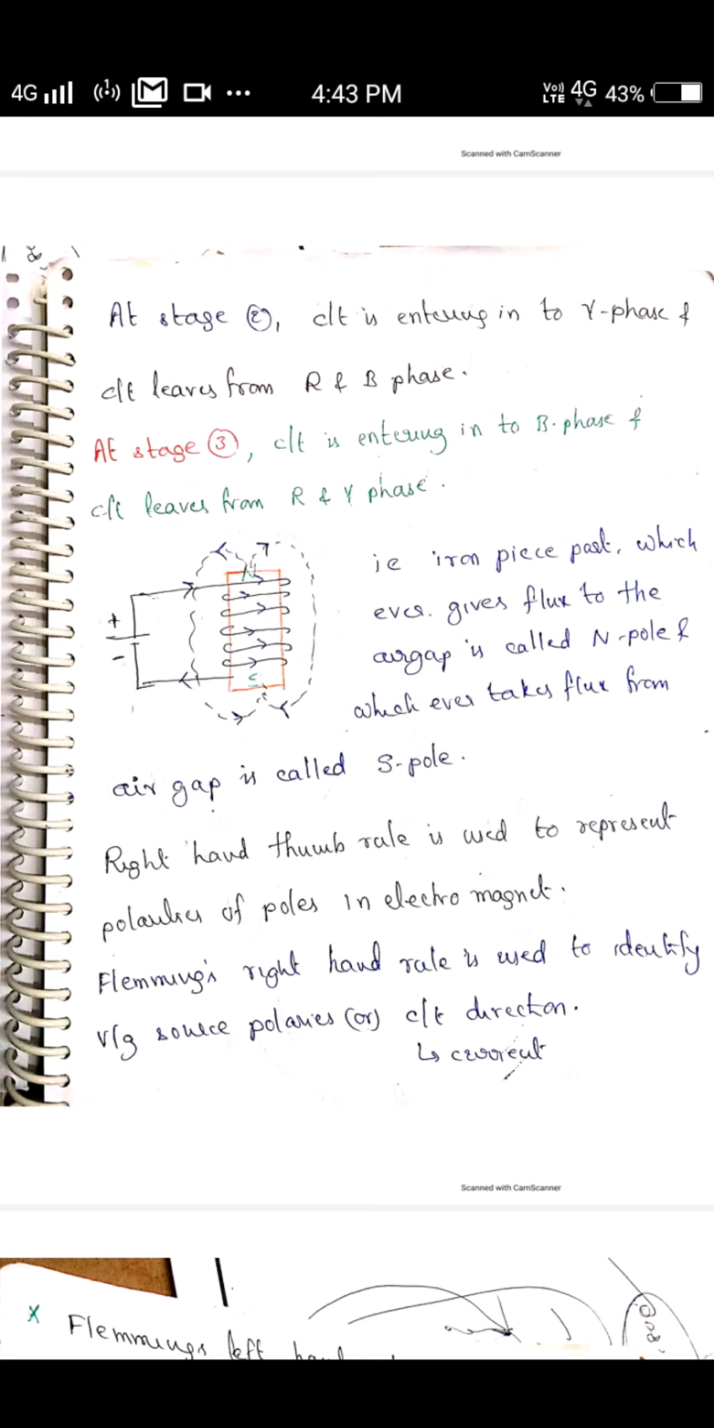And no doubt the bottom one is the south pole. Like that we use the right hand thumb rule for concentric winding, but for distributed winding it is different. There we represent the current direction with the thumb, and the four fingers represent the flux direction. In that figure, the iron piece part which is giving flux to the air gap is acting as the north pole, and the part which is taking flux is acting as the south pole.